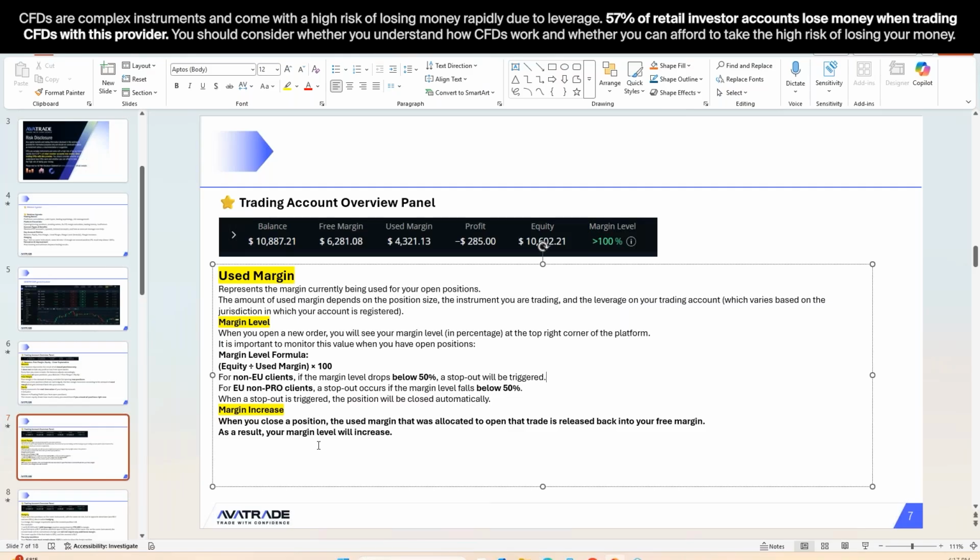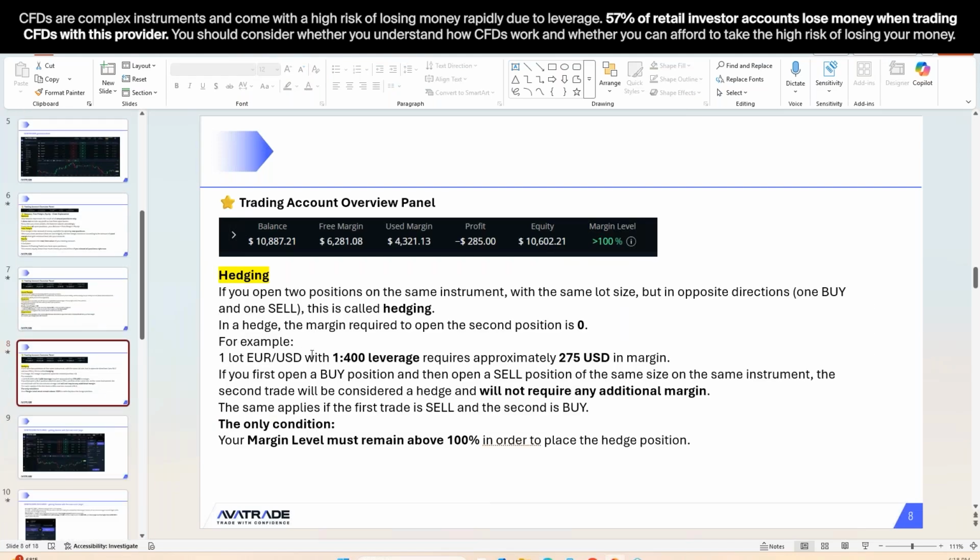Margin increase, how do you increase your margin? Whenever you add money to the account, it will go to the free margin and you will have more margin to trade. Or whenever you close the position, the used margin will go back to the free margin. So you could place more orders.